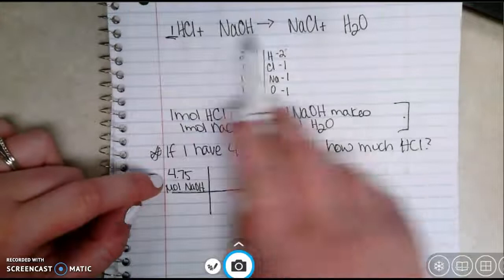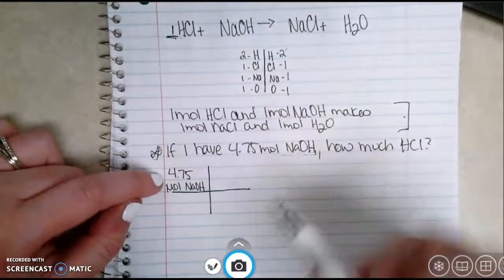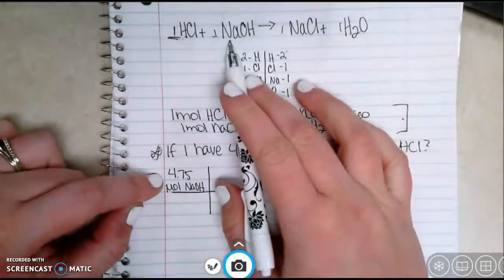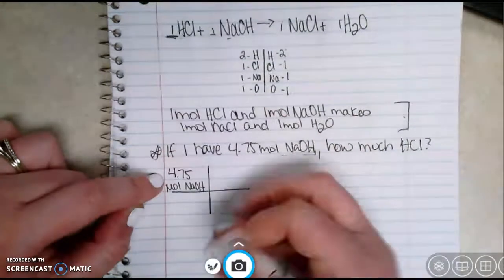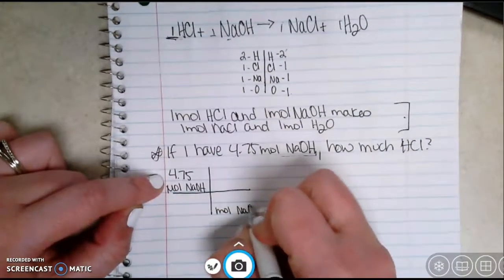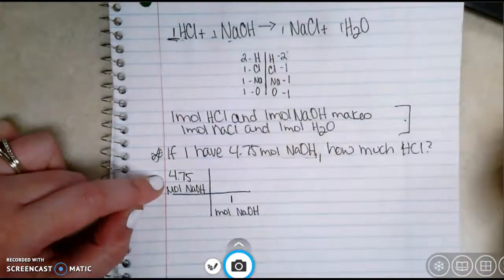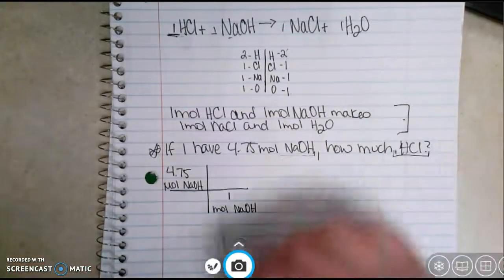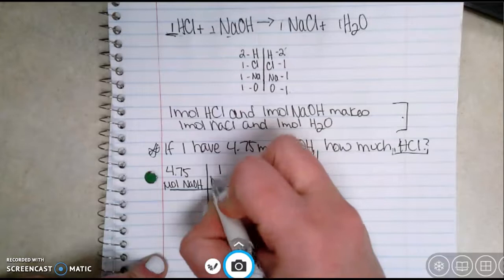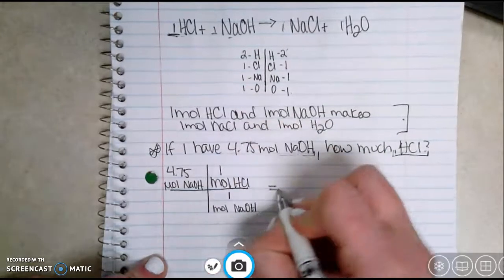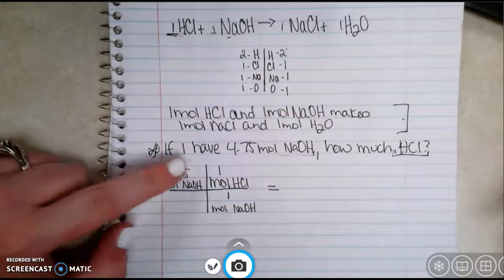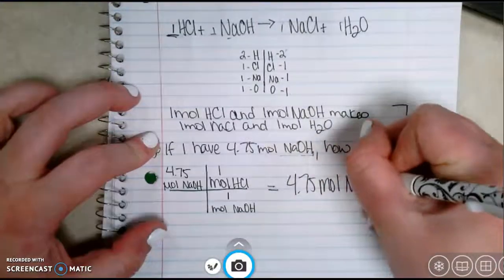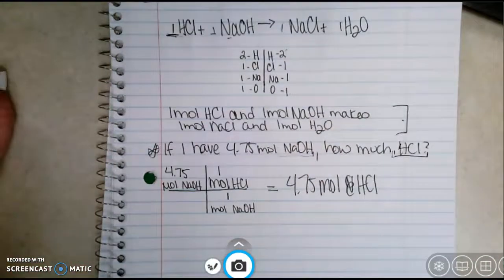Now if I look back at my balanced chemical equation, I know, because all of these are 1s, that I have 1 mole of NaOH here. So if I have moles of NaOH here, I've got to have moles of NaOH here. And using my equation, I know that it is 1. Now I'm trying to get to moles of HCl. And again, looking up here, I have 1 mole of HCl. So I'm going to take this value and multiply it by this, which is just going to be 4.75 moles of HCl. So that's my answer here.